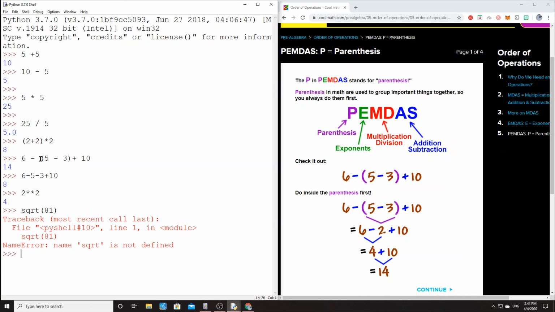So Python is in fact able to do this, but it needs help from another module. Again, we'll go over this in later tutorials where we'll talk about modules and how we get them, but just to show you, we could import a math module here, and now if I type math dot square root of 81, and if I'm correct, it should give us 9, which it does.